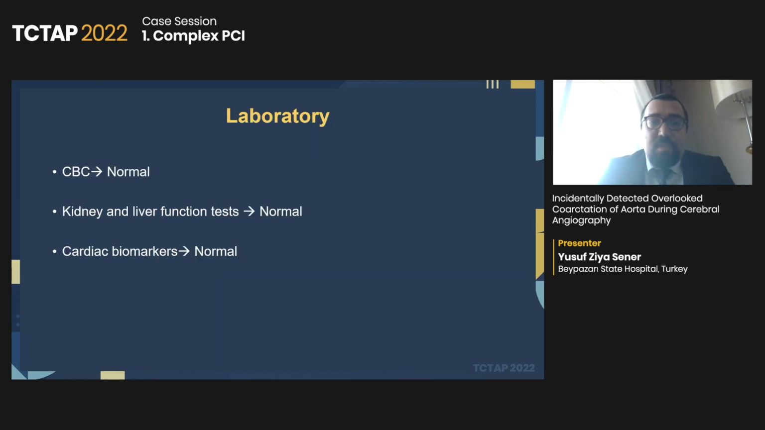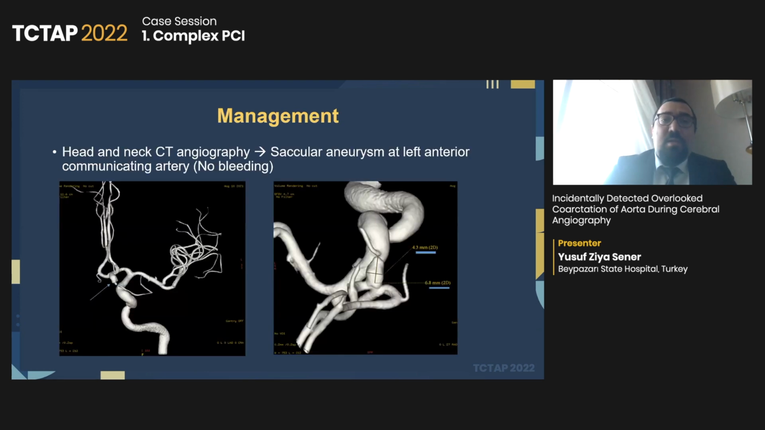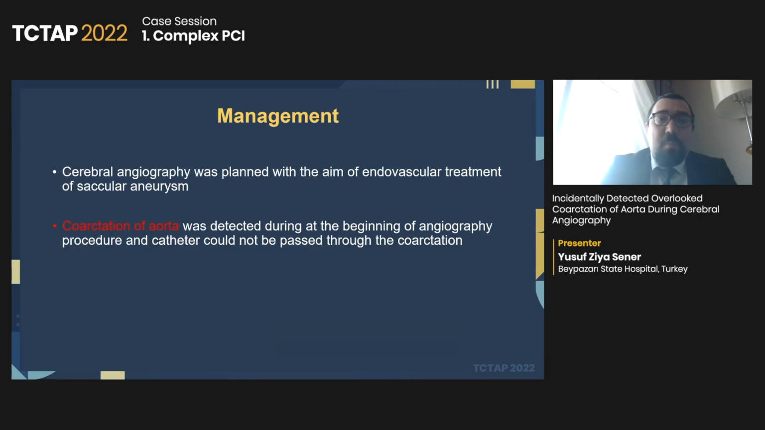Laboratory parameters were normal: complete blood count, kidney and liver function tests, and cardiac biomarkers were all normal. Head and neck CT angiography was performed, and a saccular aneurysm at the left anterior communicating artery was detected, but bleeding was absent. Brain MRI was also performed, and no ischemic lesions were detected.